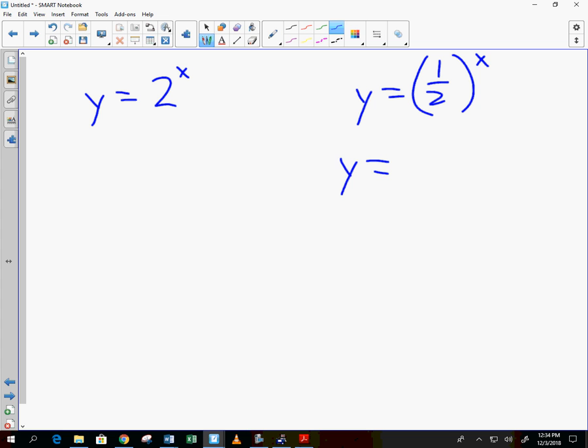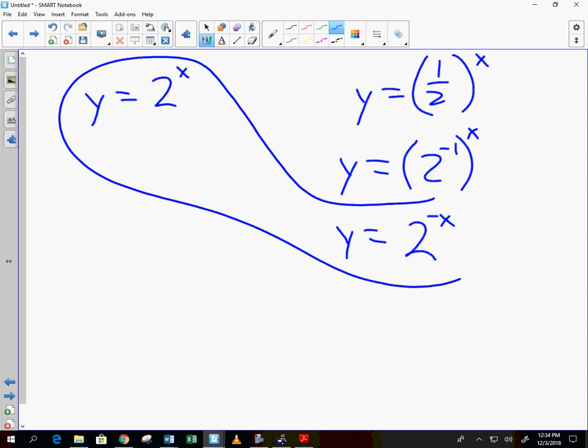Would everybody agree that 1/2 is the same as 2 to the negative 1? So if I take an exponent to an exponent, I get y equals 2 to the negative x. So y equals 1/2 to the x is the same as y equals 2 to the negative x. Well, how do those graphs compare to each other? They're just about the same. It's just a flip, and the flip is a horizontal flip because the x is negative.